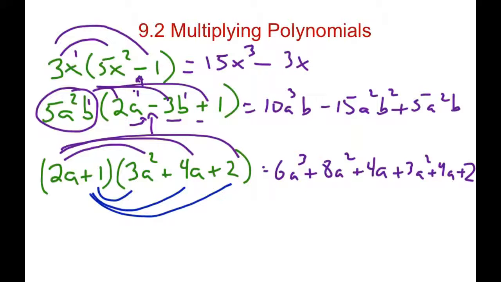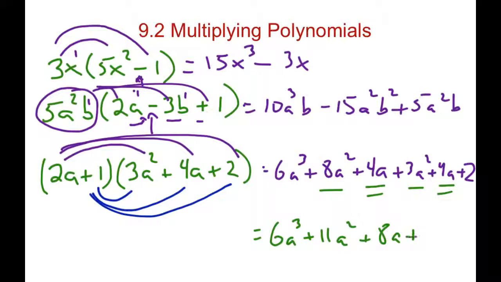Alright, let's collect some like terms here. We have an 8a squared and a 3a squared. We have a 4a and a 4a. I'm going to write these in descending order with the exponents. So 6a to the third power goes first. There were no like terms with that. 8a squared plus 3a squared is 11a squared. Plus 4a plus 4a is 8a. And then there's a 2 all by itself down there, plus 2. And then that's my answer.